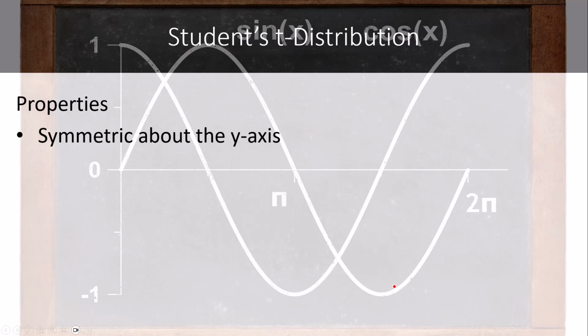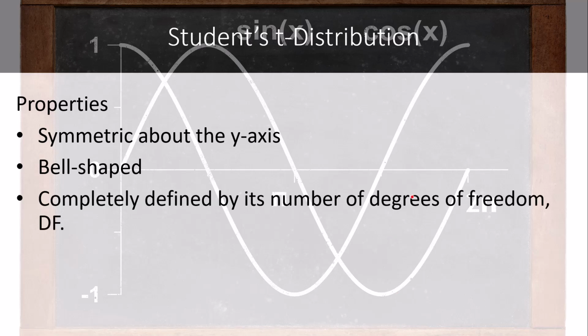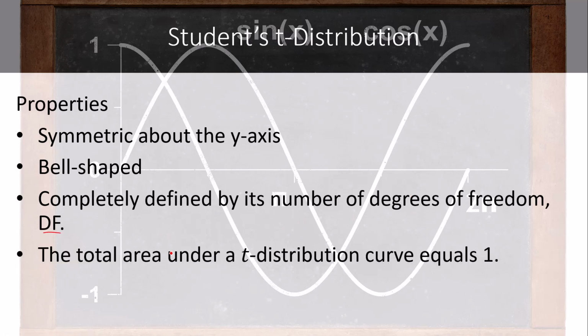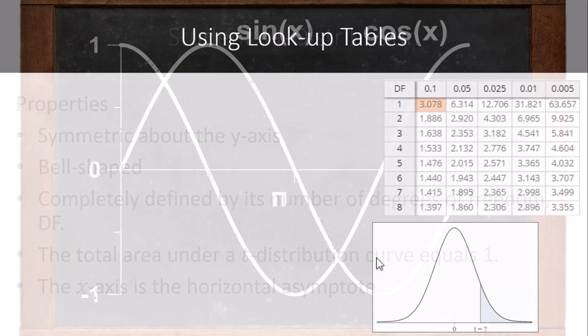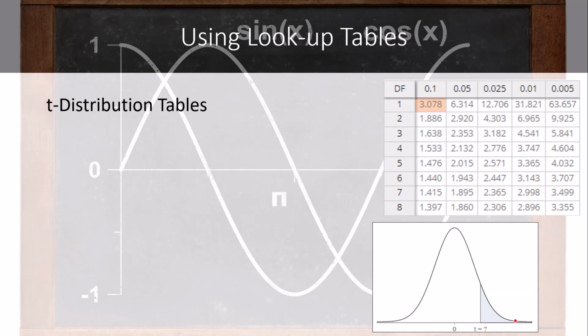I should have a graph here, but you saw that graph already. It is bell-shaped, just like the standard normal. It is completely defined by its number of degrees of freedom. Okay, once again, the total area under the curve is equal to 1, and the x-axis is a horizontal asymptote. What does that mean? It means the curve will approach the x-axis. Well, let me show you here. The curve will approach the x-axis, but will never touch the x-axis.